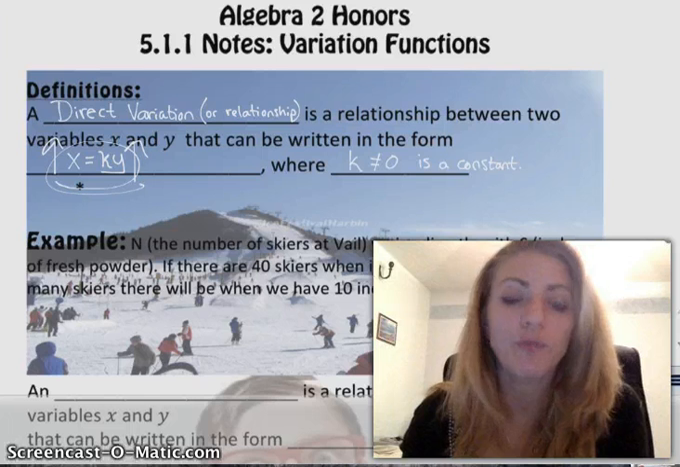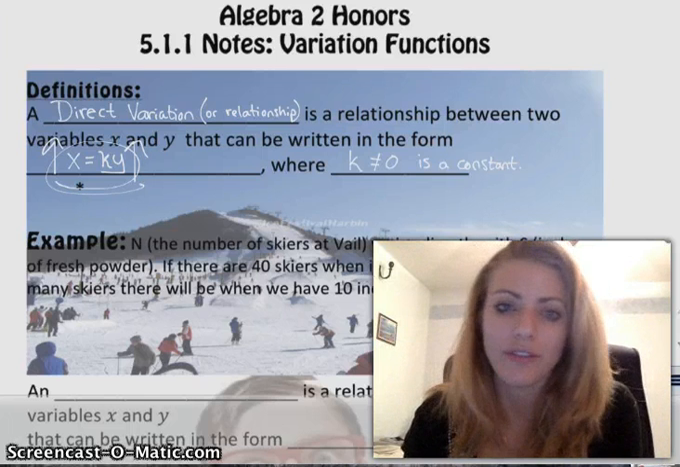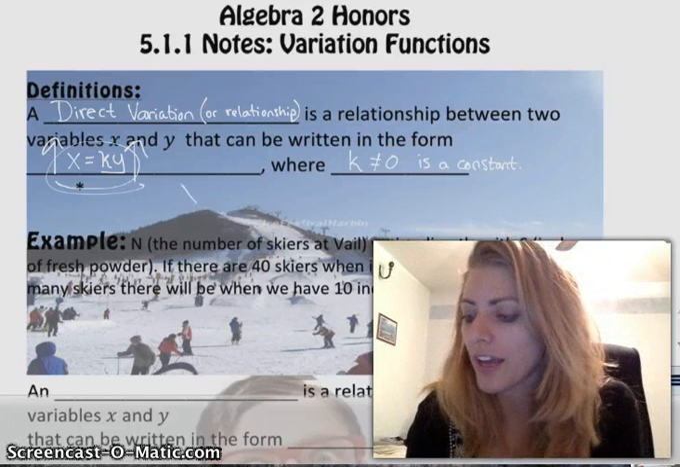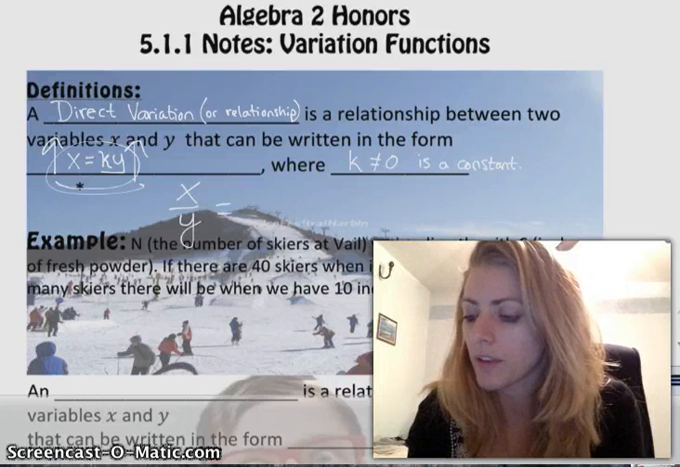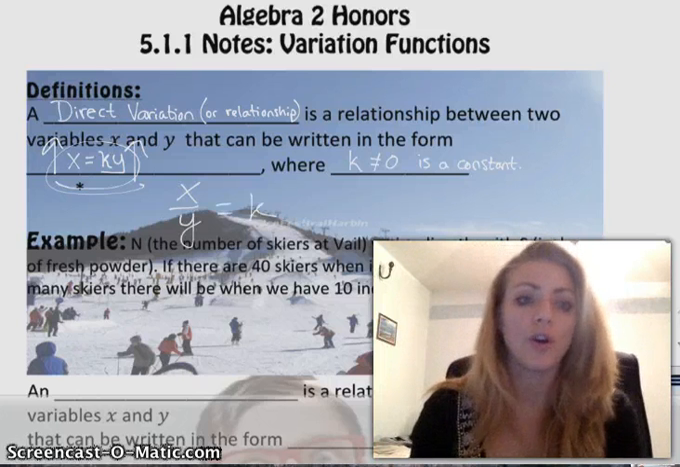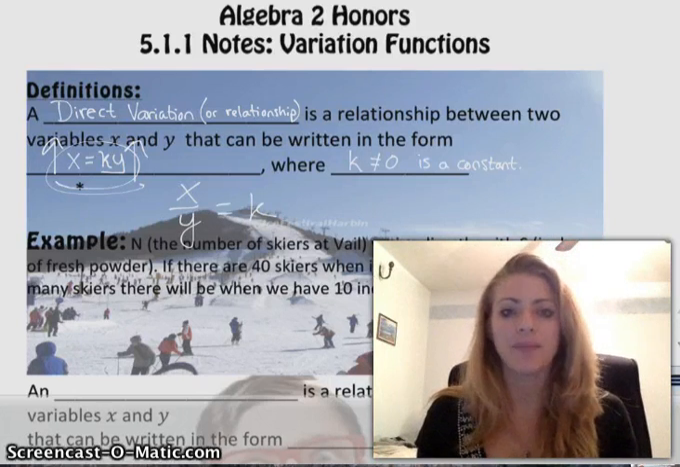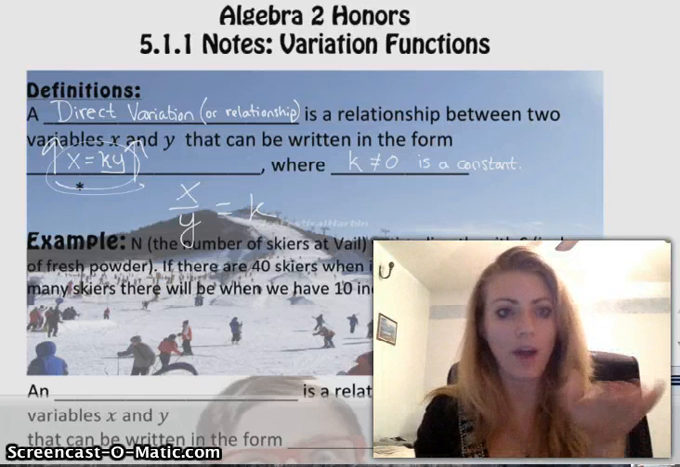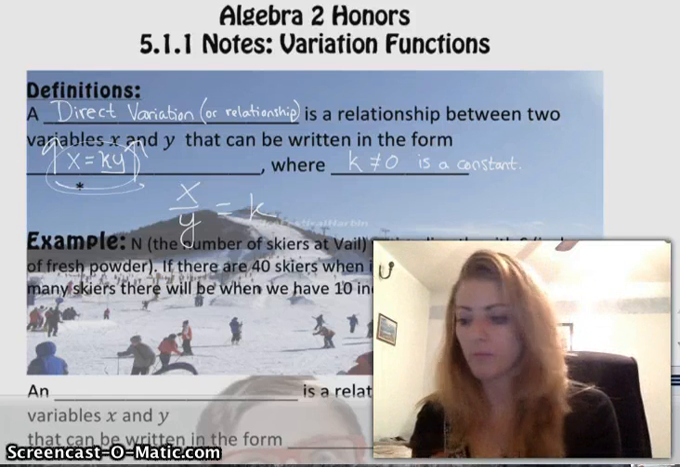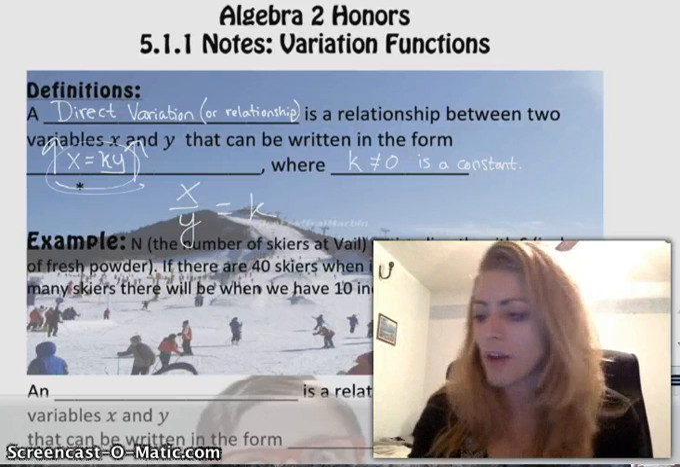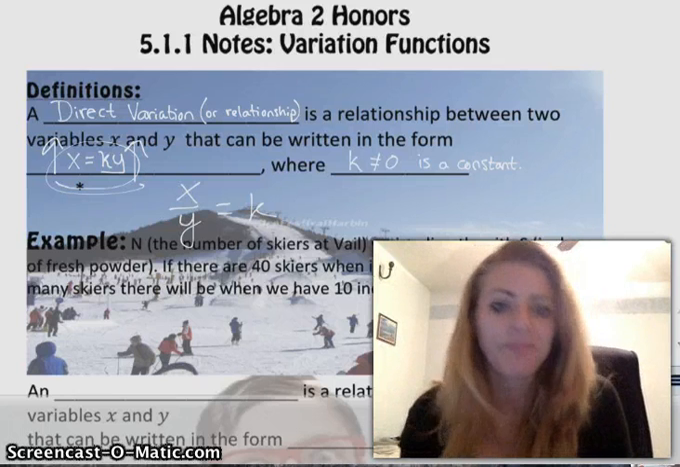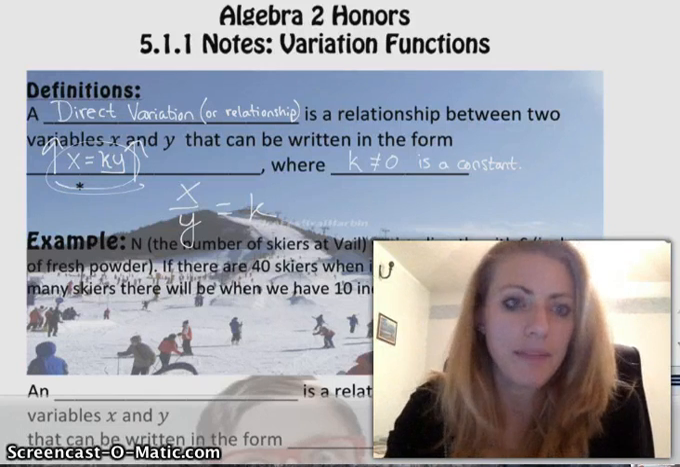But if you rearrange it and you divide by y, you get x over y equals a constant. So every time you divide an x value by a y value, as long as they follow this relationship, they're always going to equal that constant. So I'll show you an example of what that means.